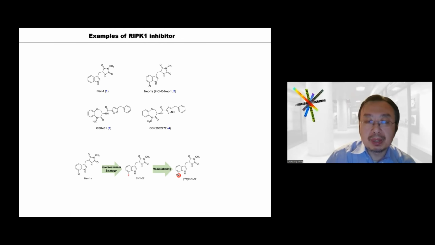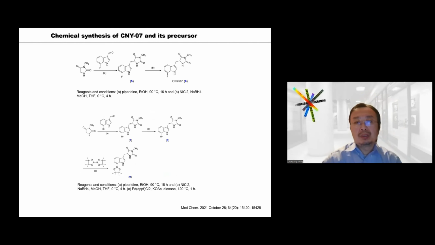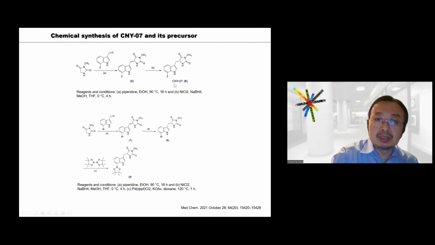By checking these chemical structures, we actually labeled many compounds. But the most promising one is NEC1S, which is shown here. We can replace the chloride here with fluorine and get F18 fluorine radiolabeled to test its properties as a PET ligand. The chemistry is straightforward. In only 2 steps we can make the compound we want.